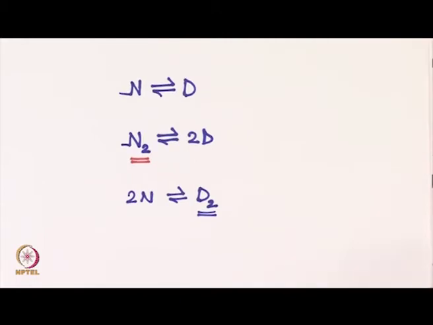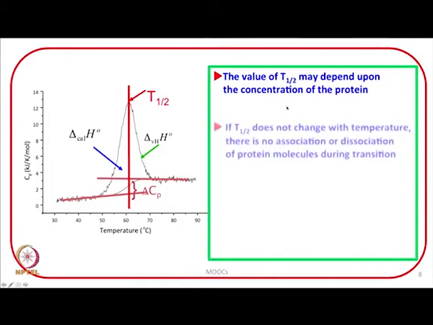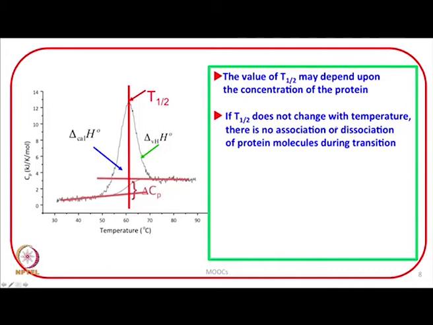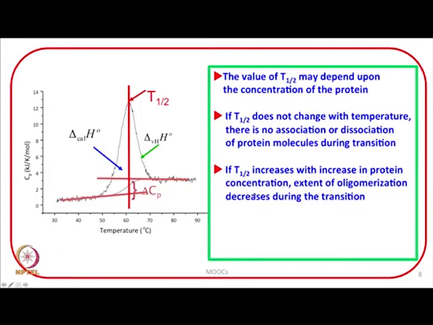So, this is what is commented here. If the value of T half depends on concentration, then some conclusions can be drawn. For example, the value of T half may depend upon the concentration of the protein. If T half does not change with concentration, there is no association or dissociation of protein molecules during transition. If T half increases with increase in protein concentration, extent of oligomerization decreases during the transition.